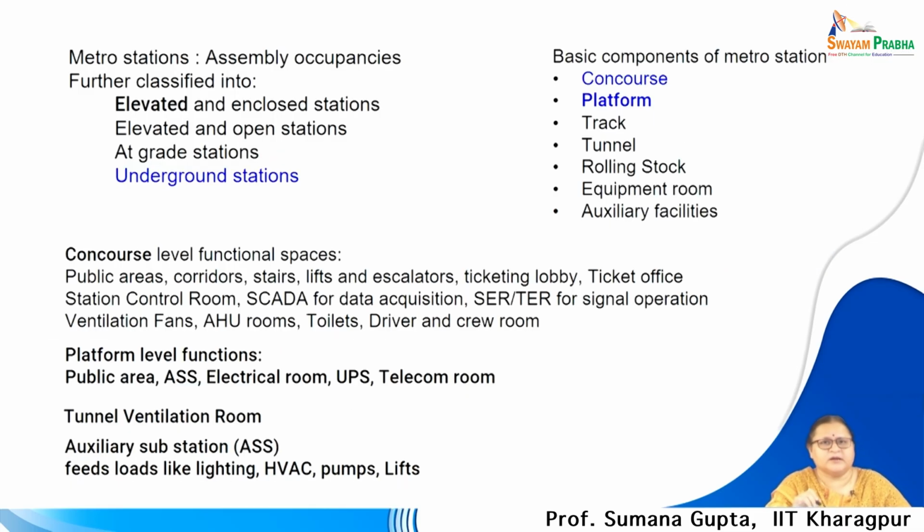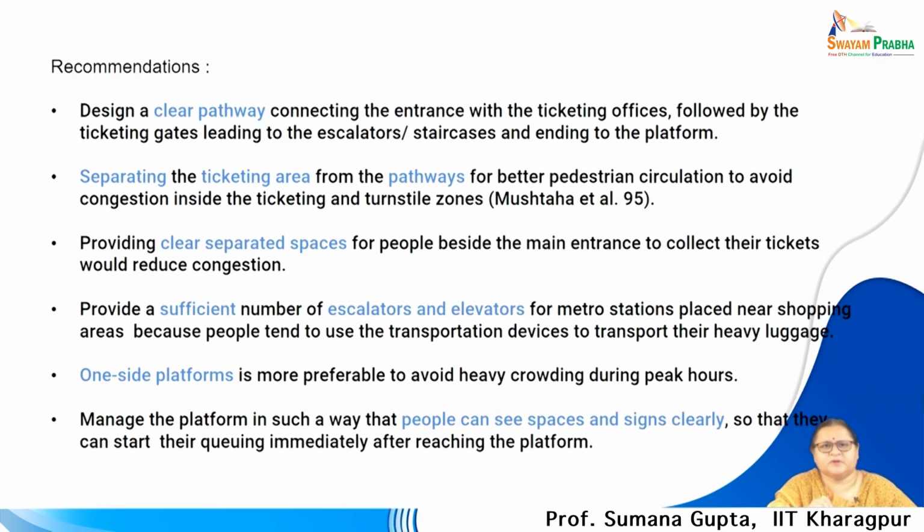So, what are the recommendations? Let us see. So, there should be a clear pathway connecting the entrance with the ticketing offices, followed by the ticketing gates leading to the escalator stairs and ending at the platform. So, these should be a very straight, clear path. Separating the ticket area from the pathways for better pedestrian circulation to avoid congestion, that is the second point.